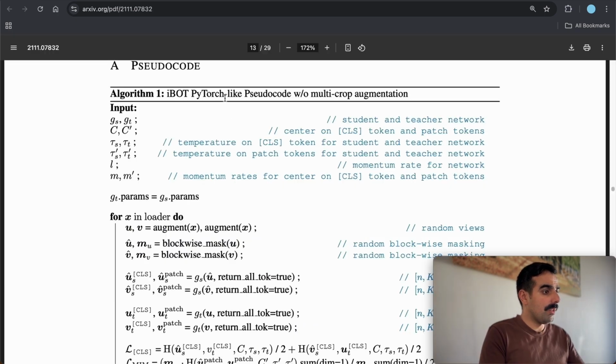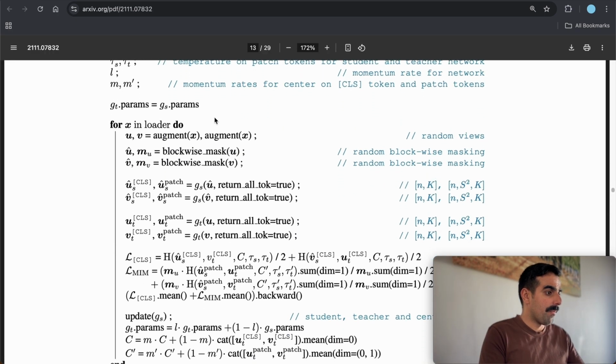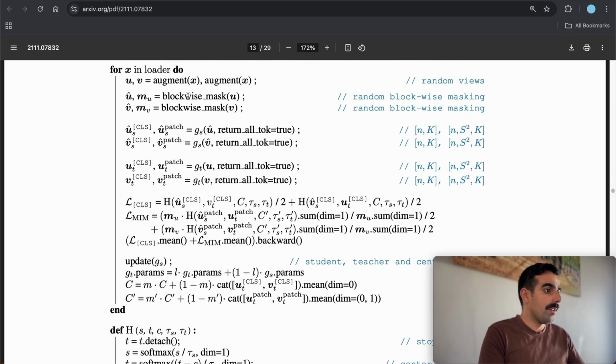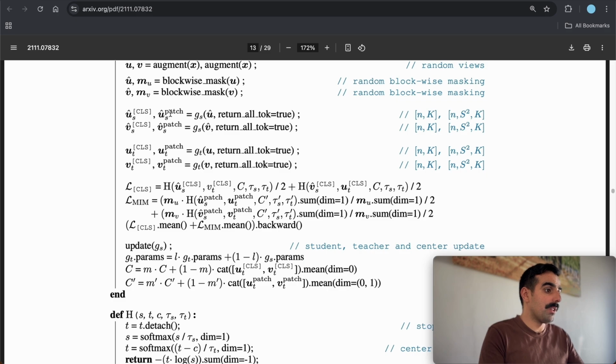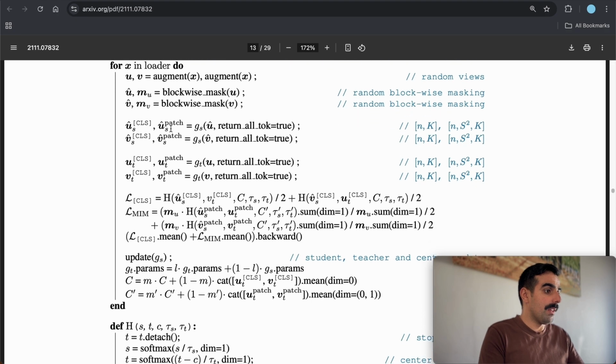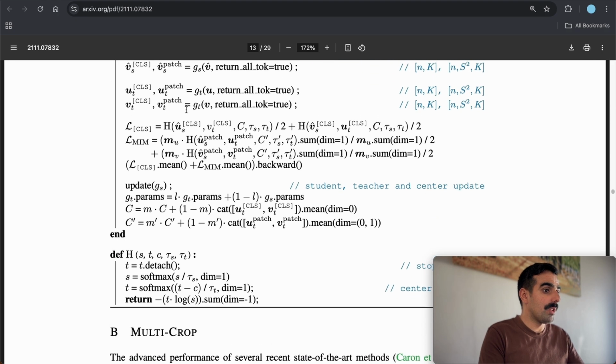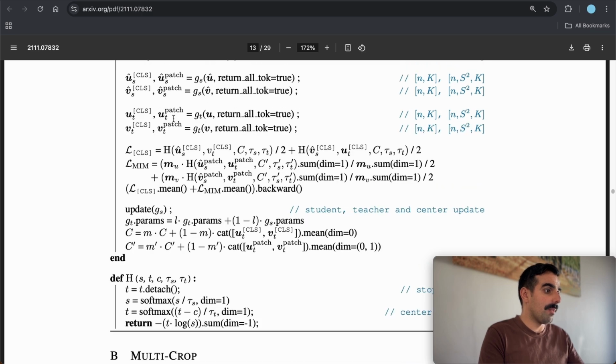Here they have a pseudocode for their method. So U and V are augmentations of X. We perform a block masking for U and V. We're passing U and V to the student network, and we're pulling out the class token and the patch tokens. So doing the same for V. And the same thing, we're passing them to the teacher, and we're pulling the class token and the patch token.